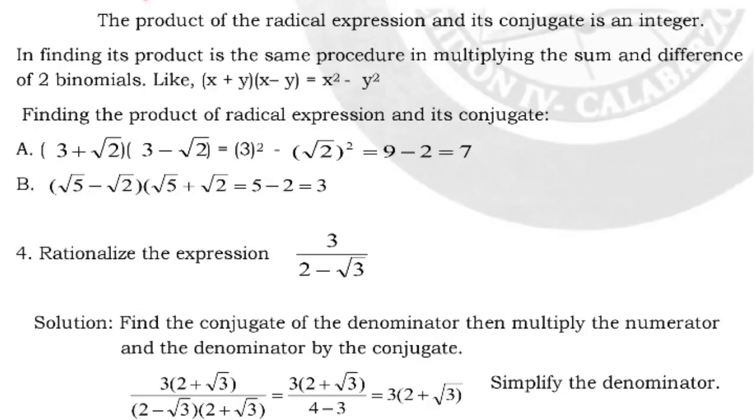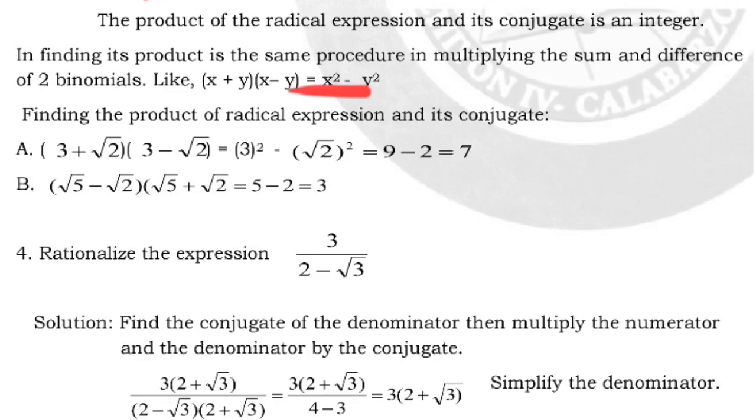So the product of the radical expression and its conjugate is an integer. In finding its product, it is the same procedure as multiplying the sum and difference of two binomials, like quantity of x plus y times quantity of x minus y is equal to x squared minus y squared. So this is the one that we're going to apply for conjugate of radical expression. So finding the product of radical expression and its conjugate.